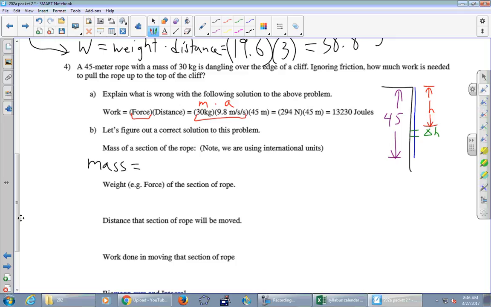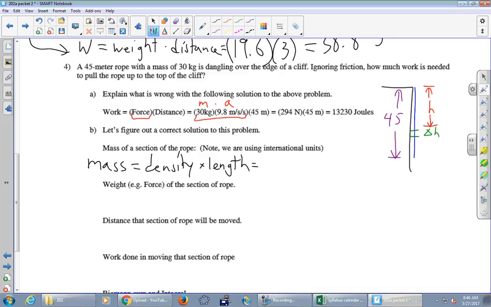Okay, and so to find the mass of that little slice of rope, didn't we do mass calculations in our last class? Mass is equal to density times length. Remember this? So we just need to know the density of the rope and multiply it by that length. So we'll write that here: density times length.